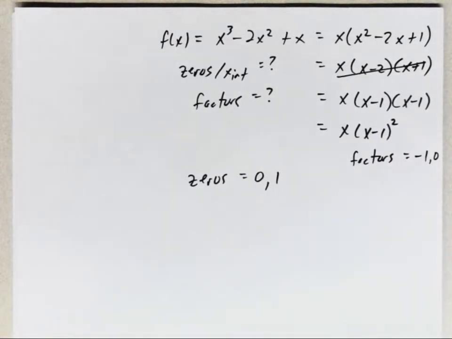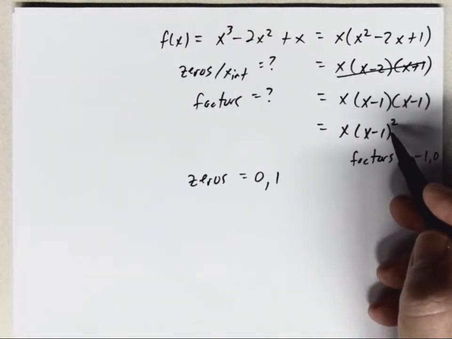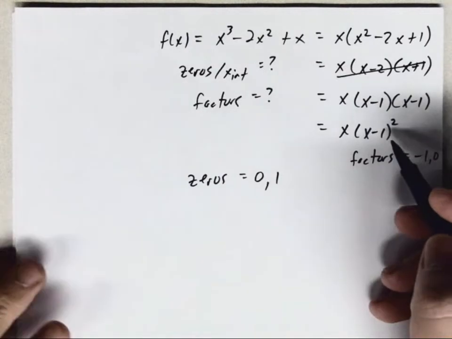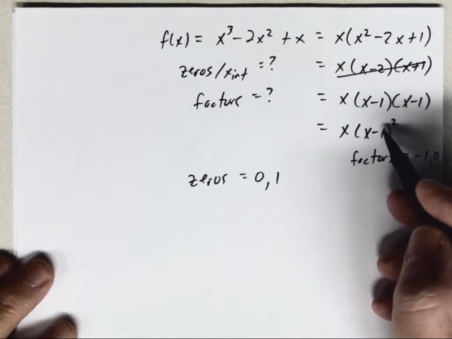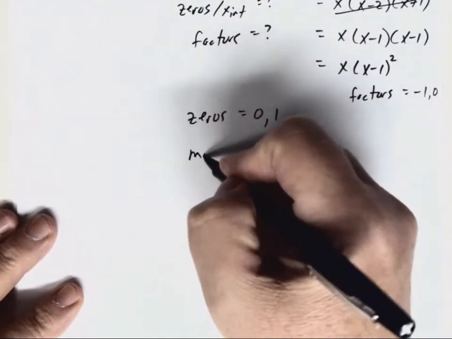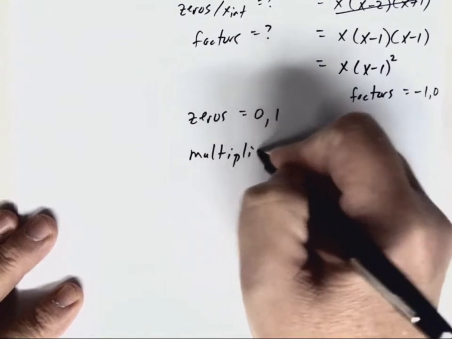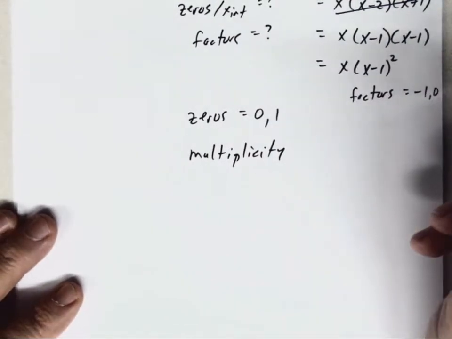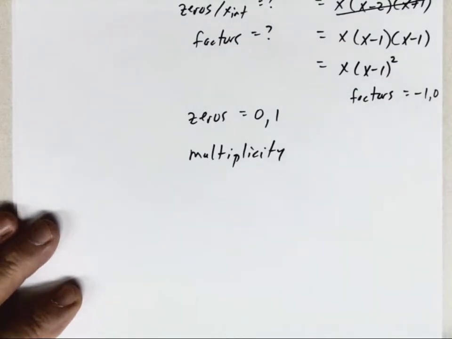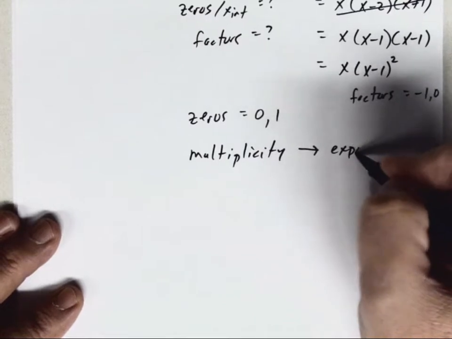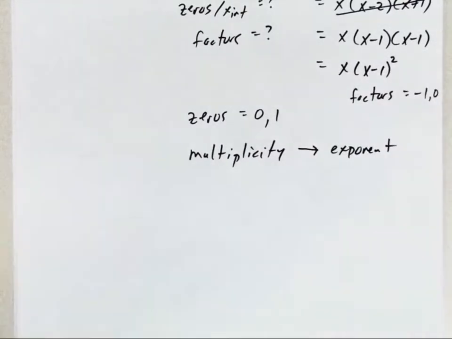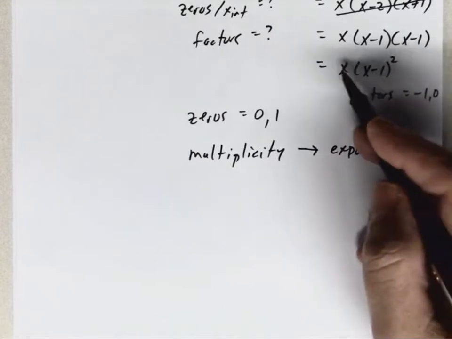All right, not too difficult. Now, let me tell you about something new that we've seen here that we need to talk about. You notice now we actually have an exponent of 2 on this parenthesis. And that brings up something else that we have to understand, and that's what they call the multiplicity. And the multiplicity is basically the exponent either on the parenthesis or on the variable.